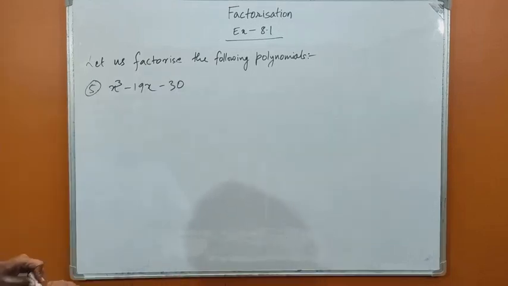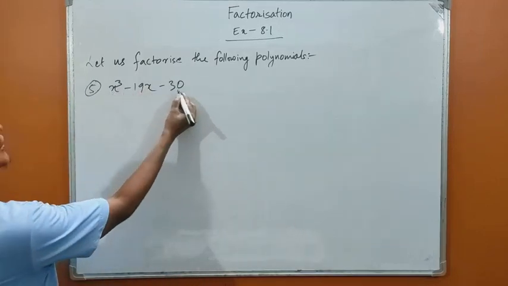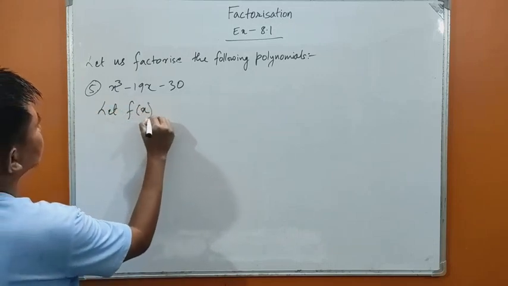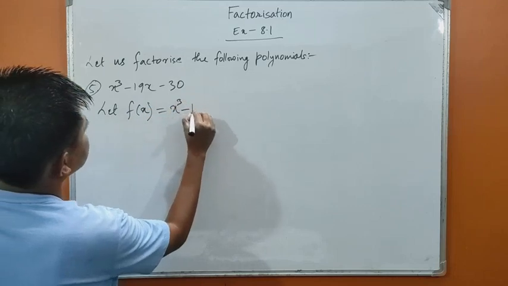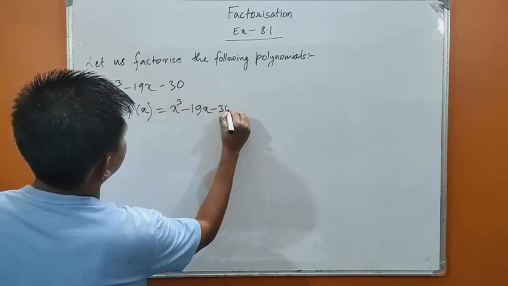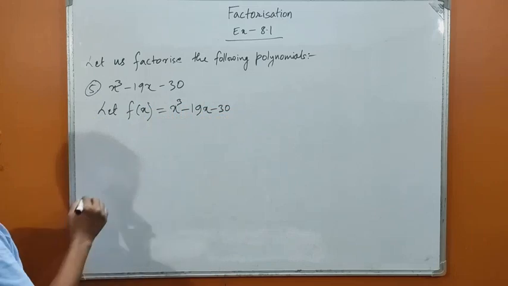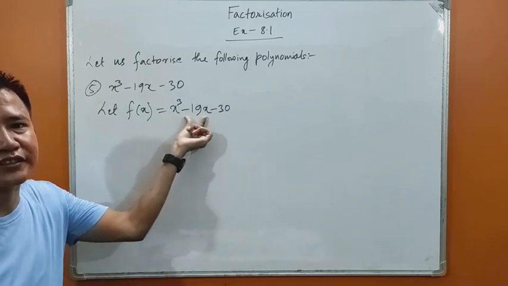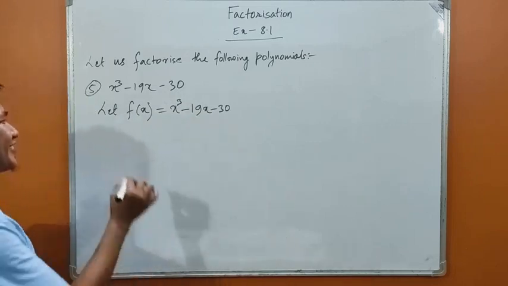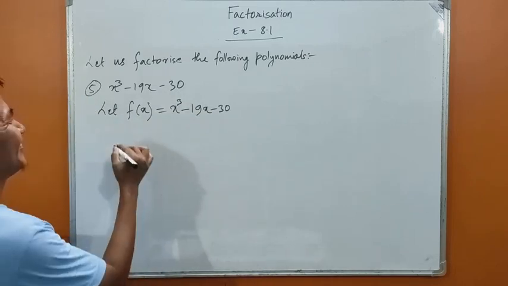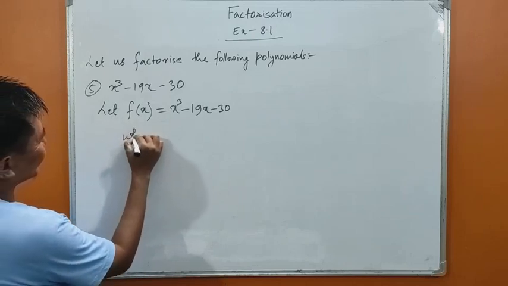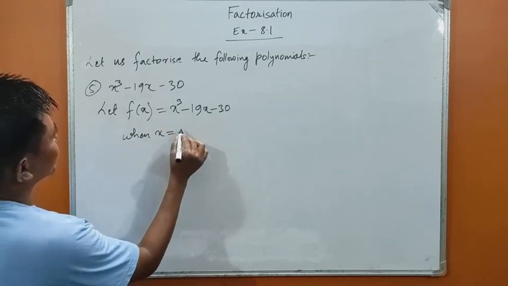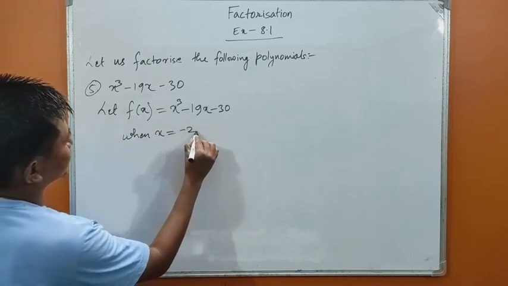Let us do question number 5. We have x cube minus 19x minus 30, isn't it? Let f(x) equal x cube minus 19x minus 30, okay? Now let us suppose a value of x such that when we put that value into this expression, it becomes 0, isn't it? So when x equals, suppose, minus 2.